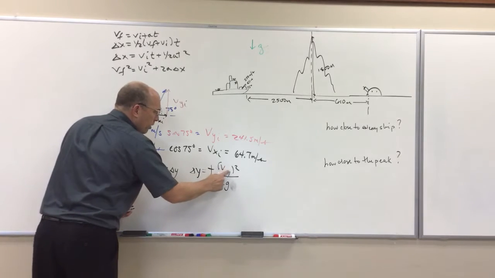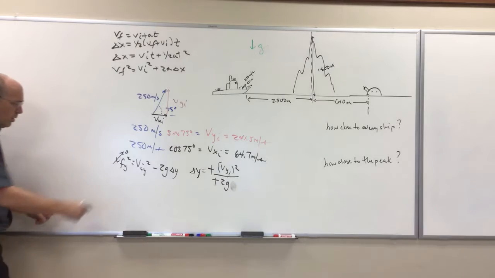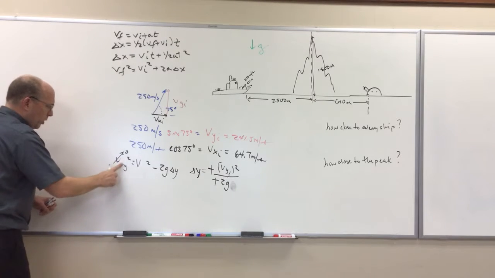I wrote that backwards, didn't I? Vy initial squared. There we go. That's it. That'll help better. Better be consistent, otherwise I'll confuse you.